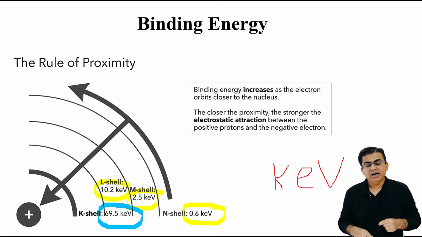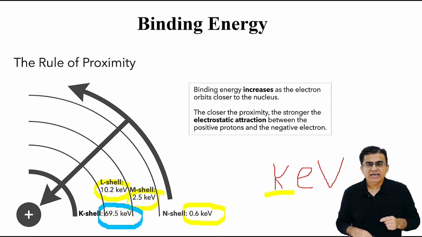Because atomic energies are very small, using standard units like joules is completely impractical for our calculations. Therefore, we use the electron volt as our fundamental standard unit for atomic energy. The letter K stands for kilo, which means 1000. So 1 keV, that means 1 kilo electron volt, is equal to 1000 electron volts.